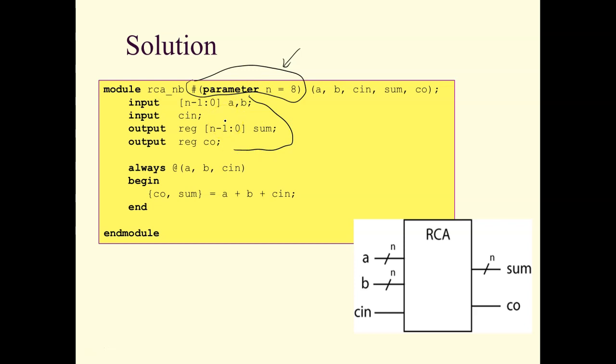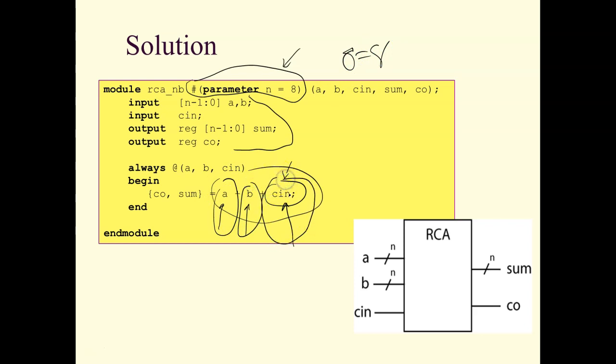These are n-bit values here. This is a 1-bit value. Before it executes this operation, it expands C in. Assuming n equals 8, these are 8-bit values, and this is a 1-bit value, but it gets expanded to 8 bits. Because it's unsigned, it gets expanded using zero extension.